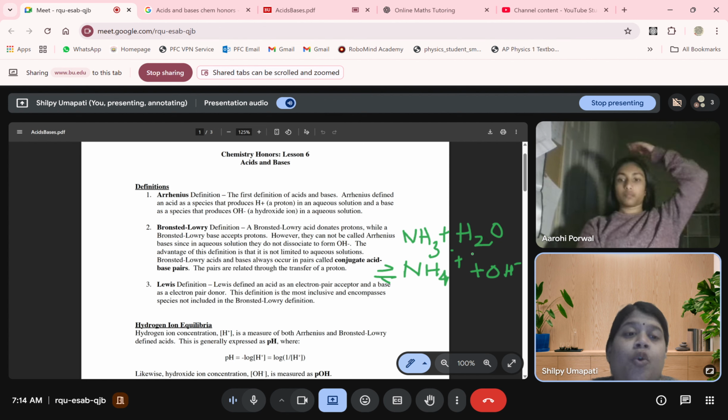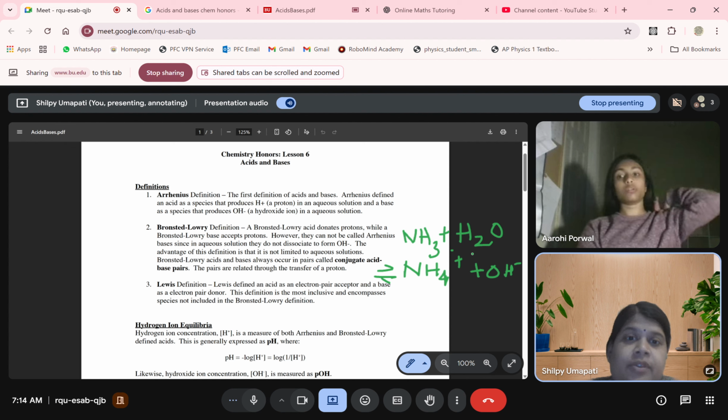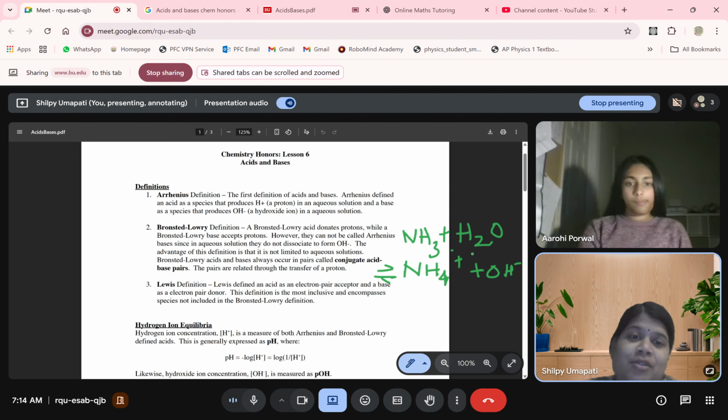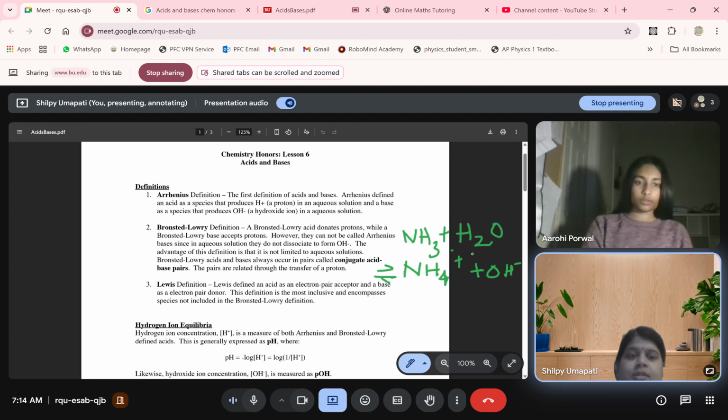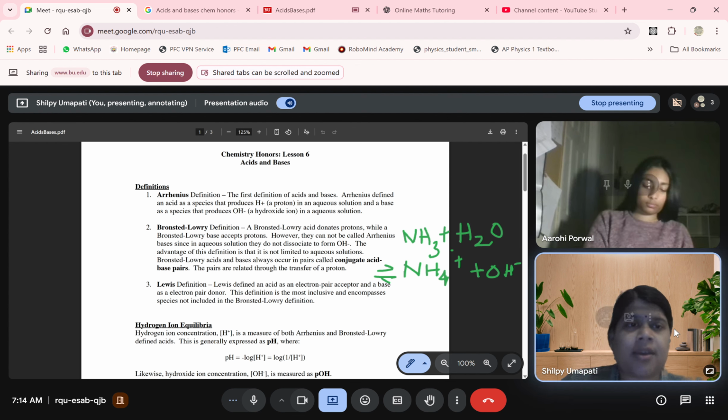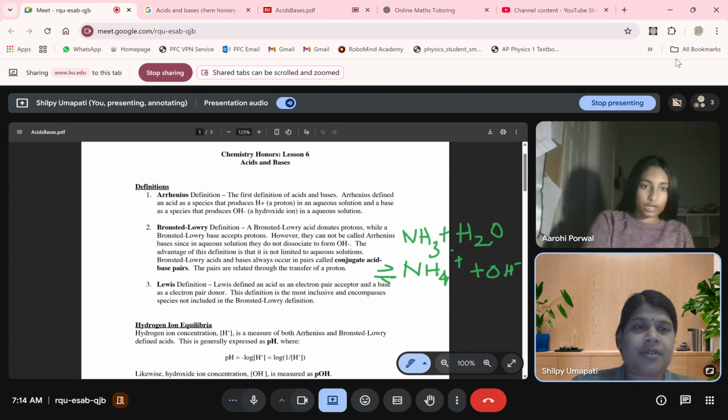It became proton acceptor. Now you understand why it is called proton acceptor, which is widely used. So in Bronsted-Lowry, the base accepts protons and acids give protons, right? So that is the thing. Getting it? Let me write this down.